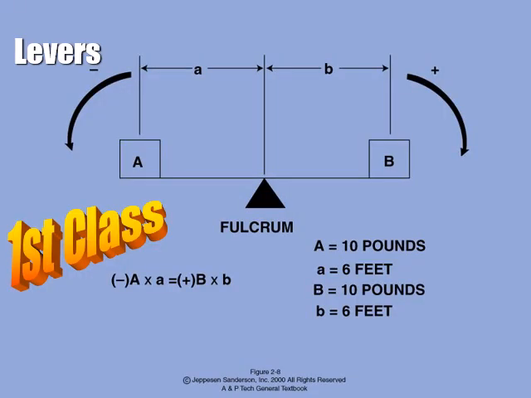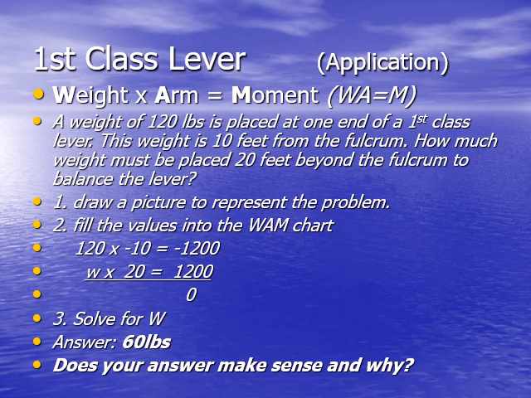In a first-class lever, like a seesaw, the fulcrum is centered. If you place 120 pounds at a distance of 10 feet on one side and 60 pounds at 20 feet on the other side, the lever balances. This calculation is key in determining load distribution and system response.